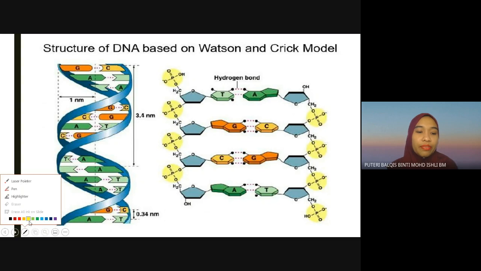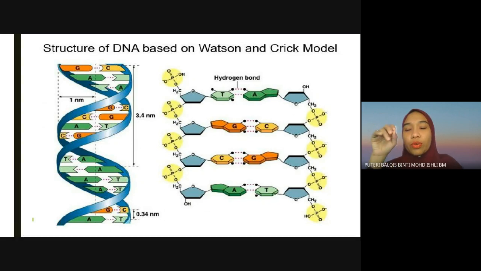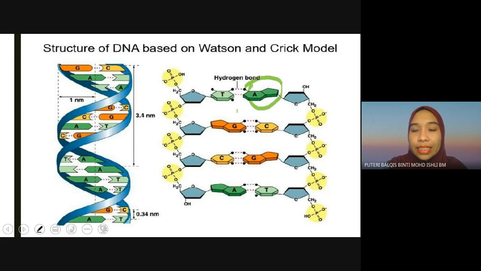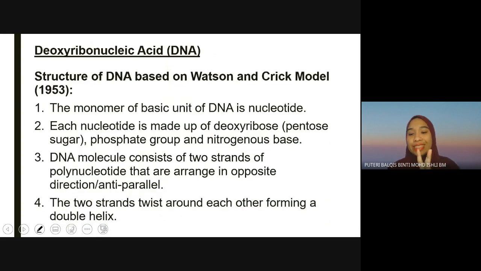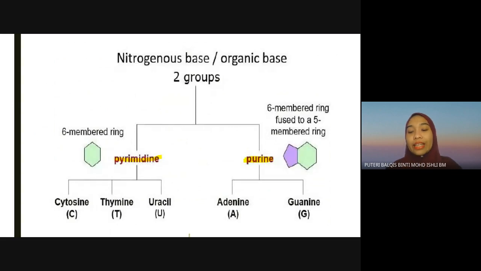Okay. If the question gives you a structure of DNA, the one that is larger, for example, the one that I circle, belongs to A or G. Okay, it belongs to group purine. So kalau group purine, it only has two bases, adenine and guanine. Kalau yang besar, purine ada dua je, adenine and guanine.